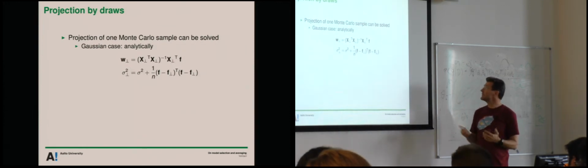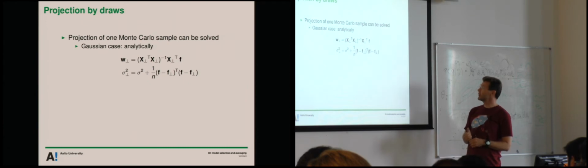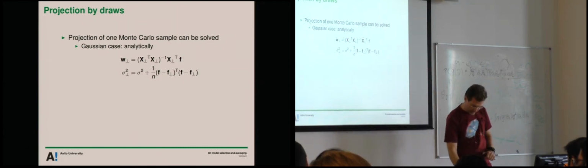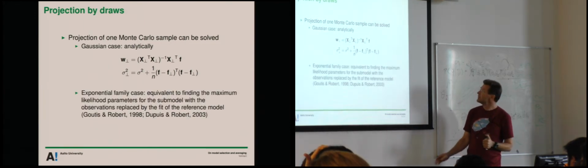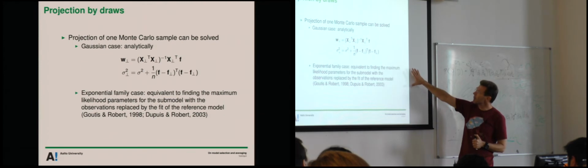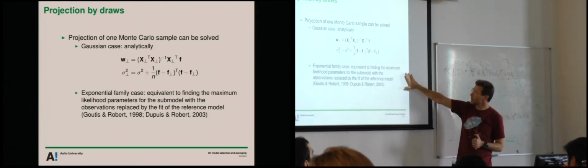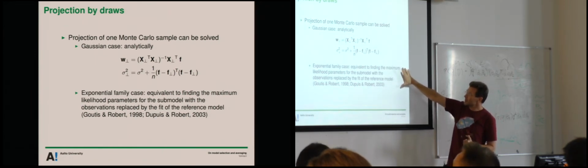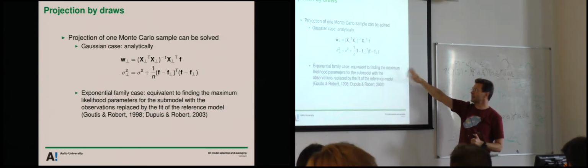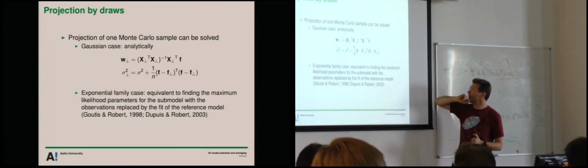And for the Gaussian linear model, we can compute these analytically. And in the exponential family case, we have a task which is equivalent to finding the maximum likelihood parameters for the submodel with the observations replaced by the fit of the reference model, which also has a fast iterative algorithm.